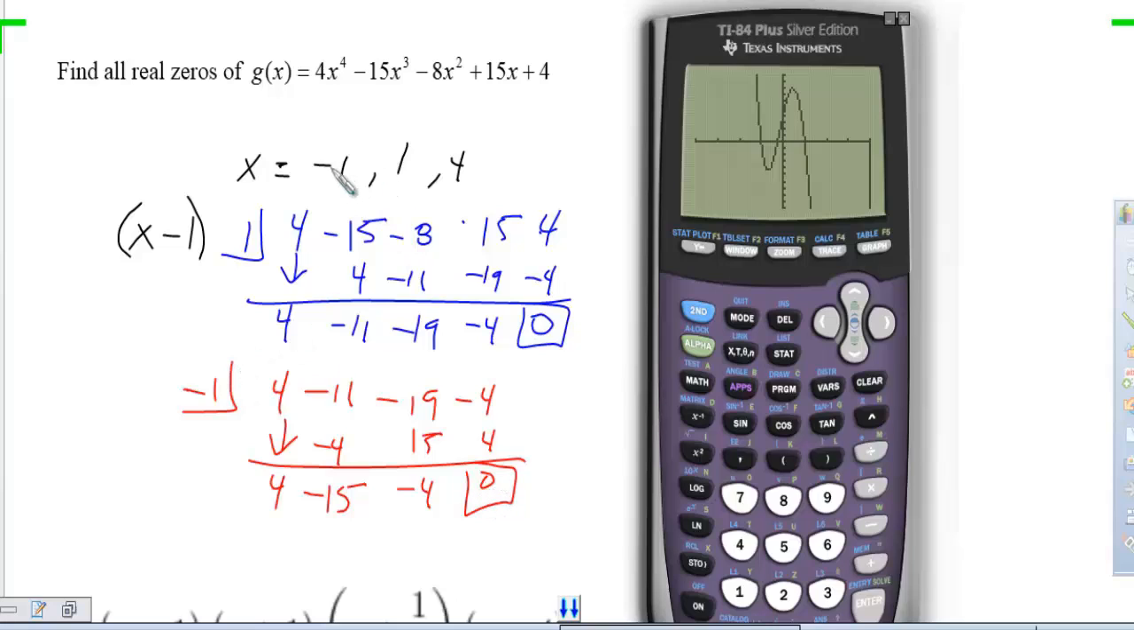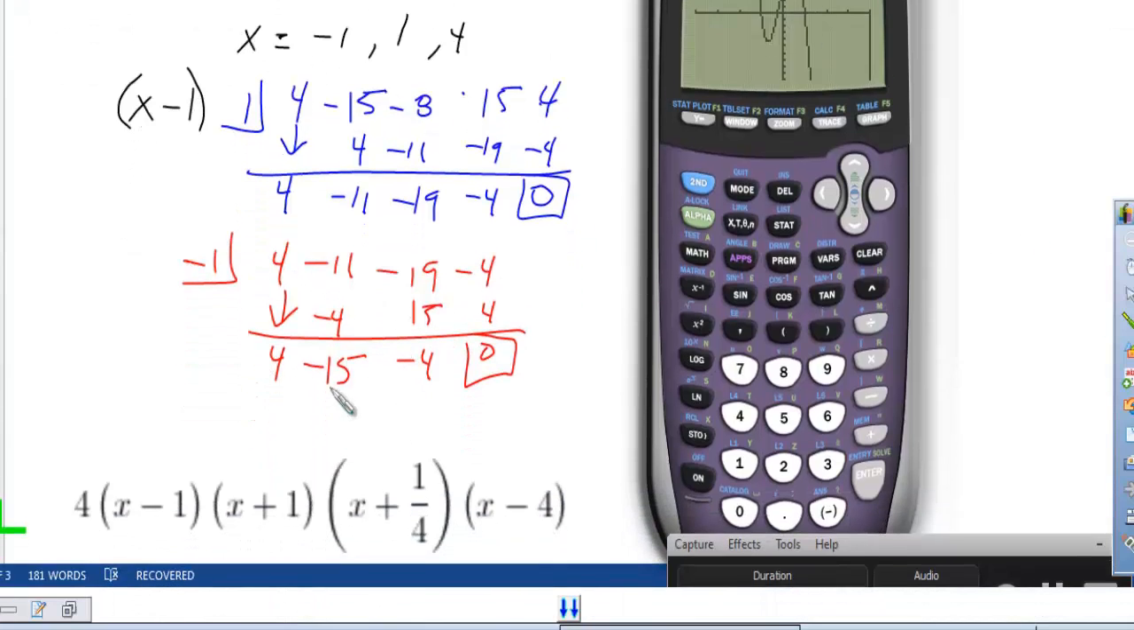So we already verified that negative 1 was a 0 of the function, and we've gone ahead and decompressed this a little bit further. So now what I know is that this was a 4th degree when I started. It represented a 3rd degree at this point, so now we're at a 2nd degree: 4x squared minus 15x minus 4. So now I'm going to take this quantity and factor it out. I got 4x squared minus 15x minus 4.